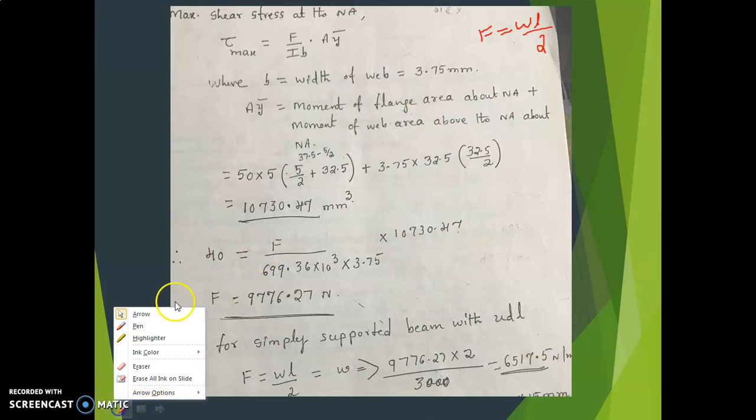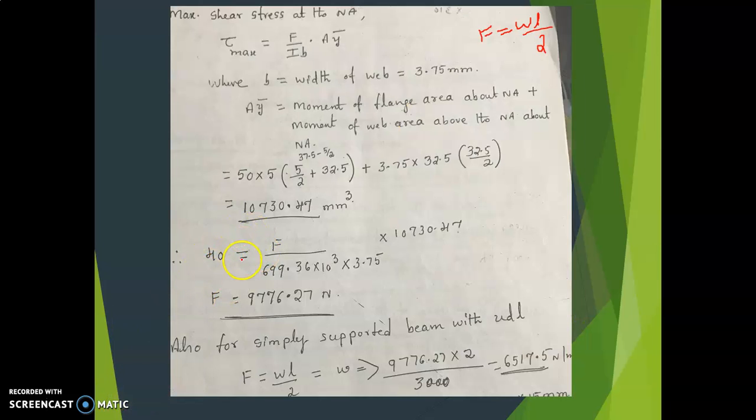So substitute that: 40 equal to F. Let it be F like that only; afterwards you can substitute what F is. F divided by I, where I is 699.36 into 10 raised to 3, into B, the width of the web, that is 3.75, into A y bar. A y bar is this value. Write this A y bar. So you get F equal to 977.627 Newton. But we want the W.